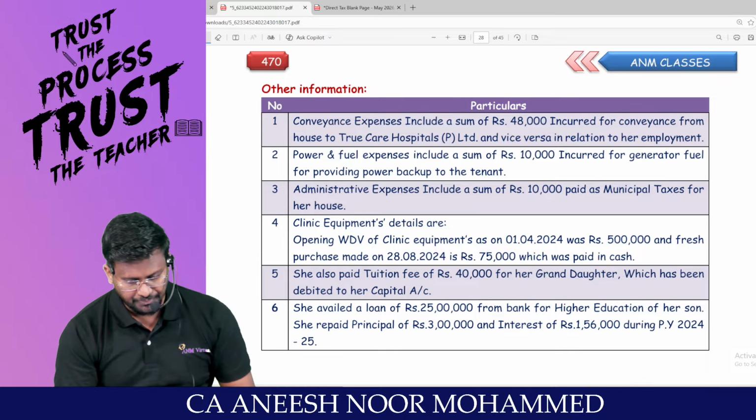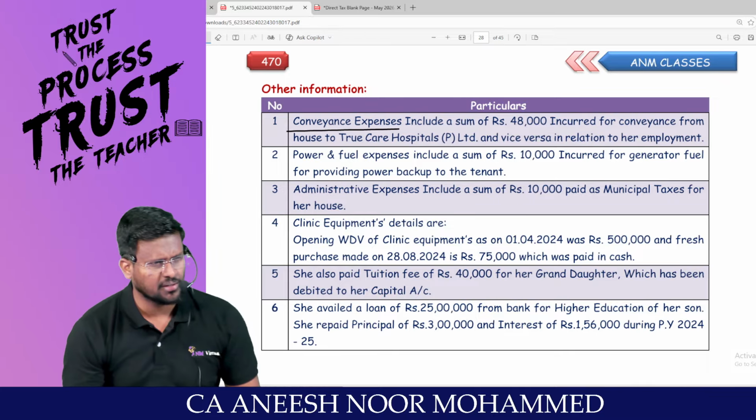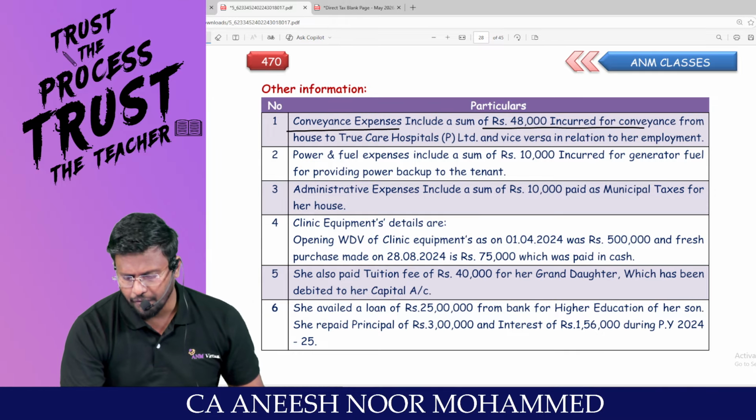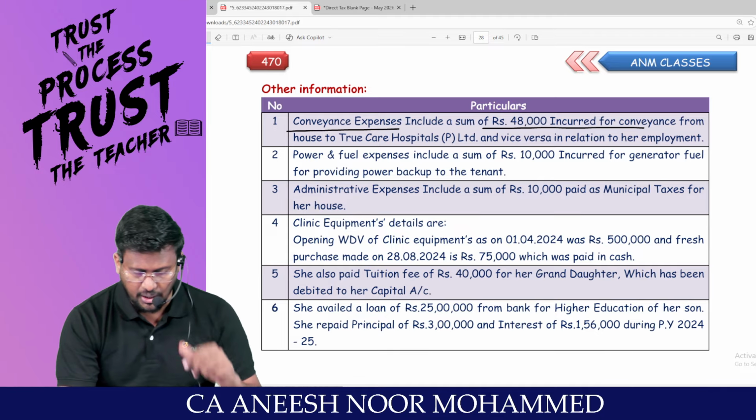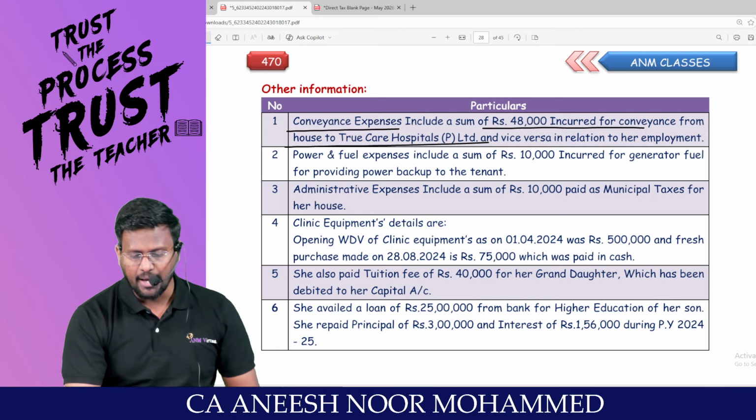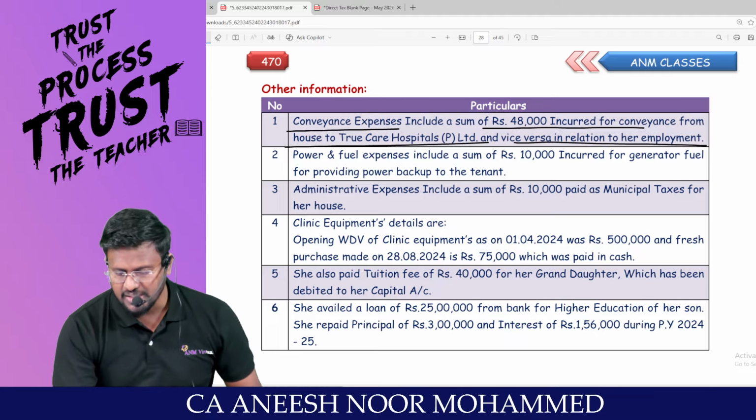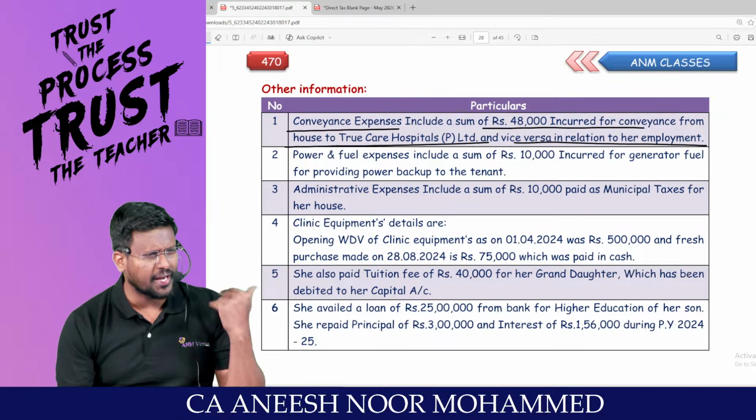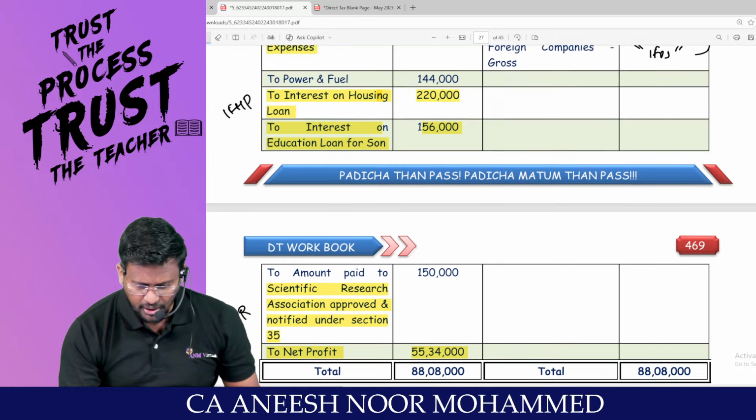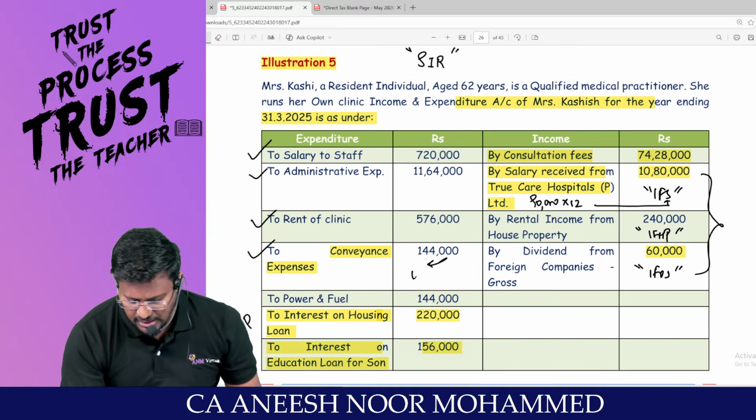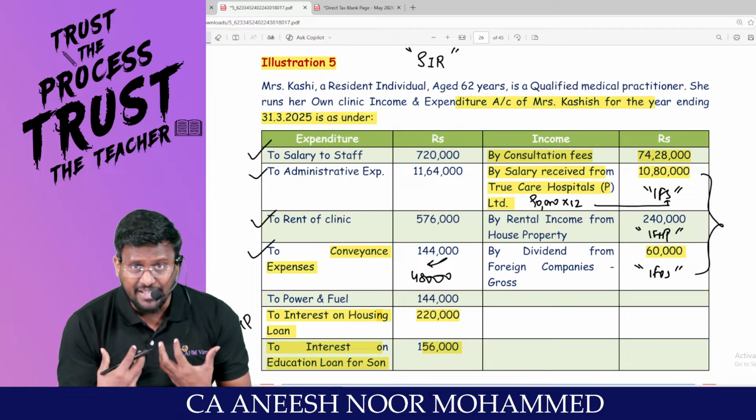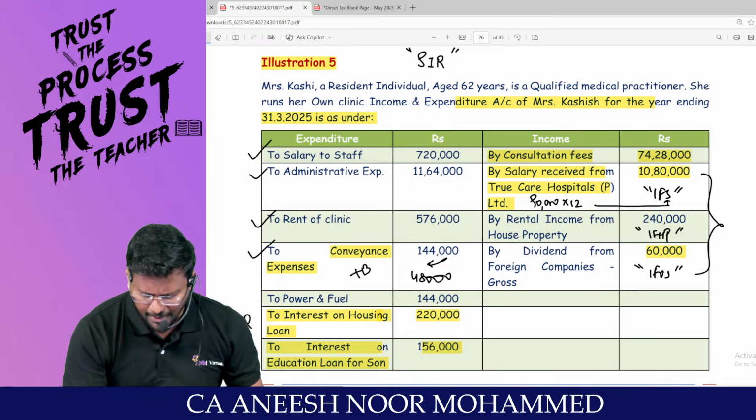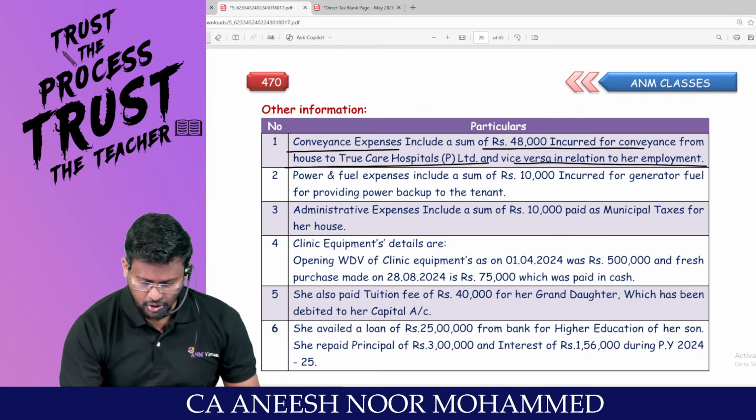Other information. Conveyance expense. In the P&L account, one conveyance expense was there, no? Includes a sum of 48,000 incurred for conveyance from house to True Care Hospital Private Limited and vice versa in relation to her employment. It's a salary related expenditure, should be added back. So that 48,000 out of conveyance is personal expenditure to go to the hospital where she is working. Should not be debited to the P&L account, should be added back, my dear lovable students.